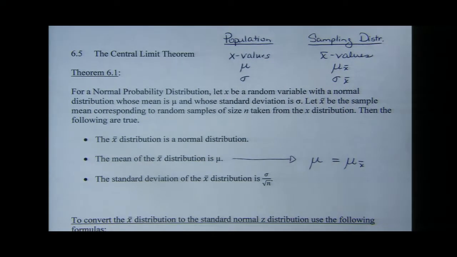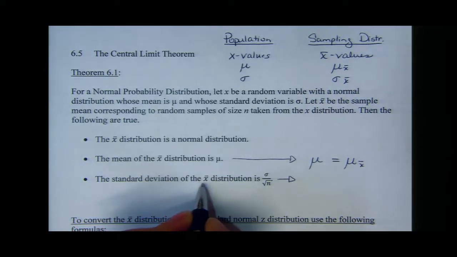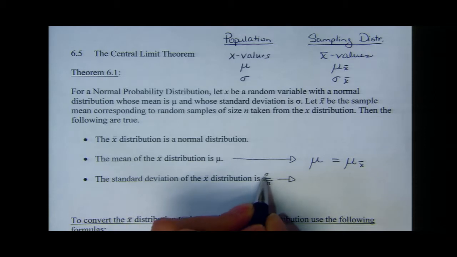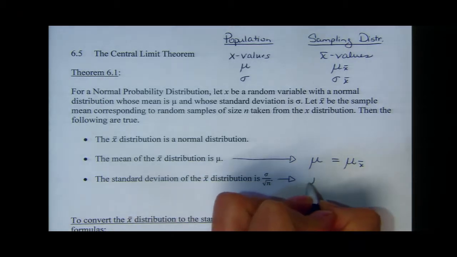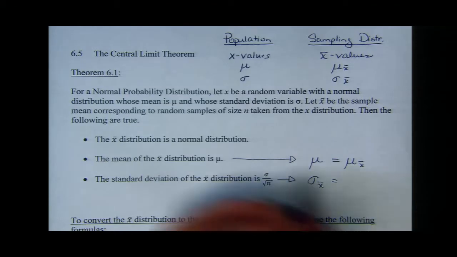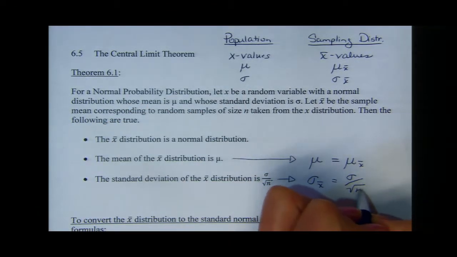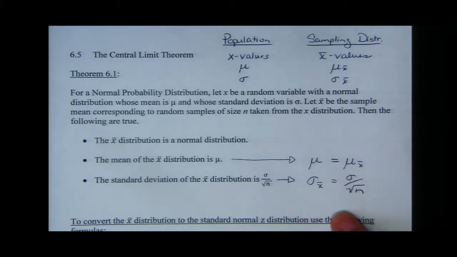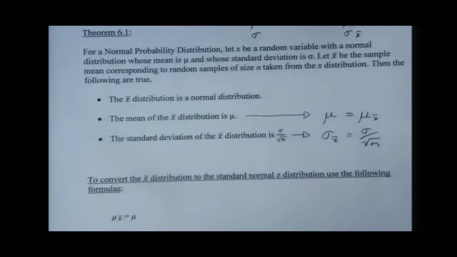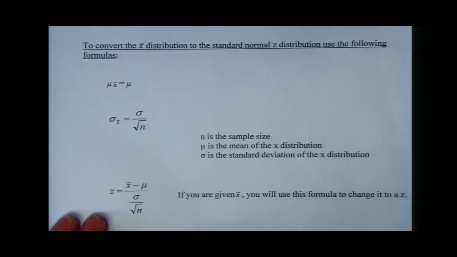Now, the standard deviation is not the same. The standard deviation of the X bar distribution is sigma over the square root of n. So the standard deviation of the sampling distribution is not equal to sigma, but to sigma divided by the square root of n. So you need to be familiar with these. Now, these formulas are down here as well.